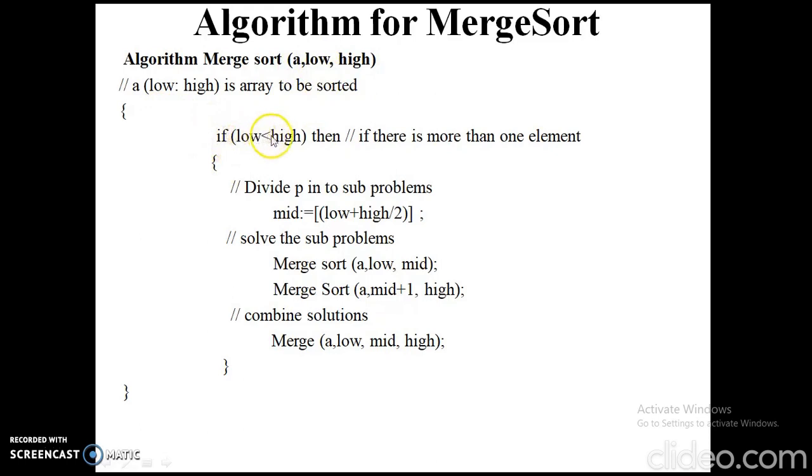If low is less than high, what is the meaning of low less than high here? If the index of the first element is less than the index of the last element, then definitely it indicates that there is more than one element in the array. So when there is only one element in the array, we know that the indices of the first as well as the last element, that is low and high, both will be equal. Whereas when there is more than one element, definitely low will be less than high, where low is the first index of the array and high indicates the last index of the array.